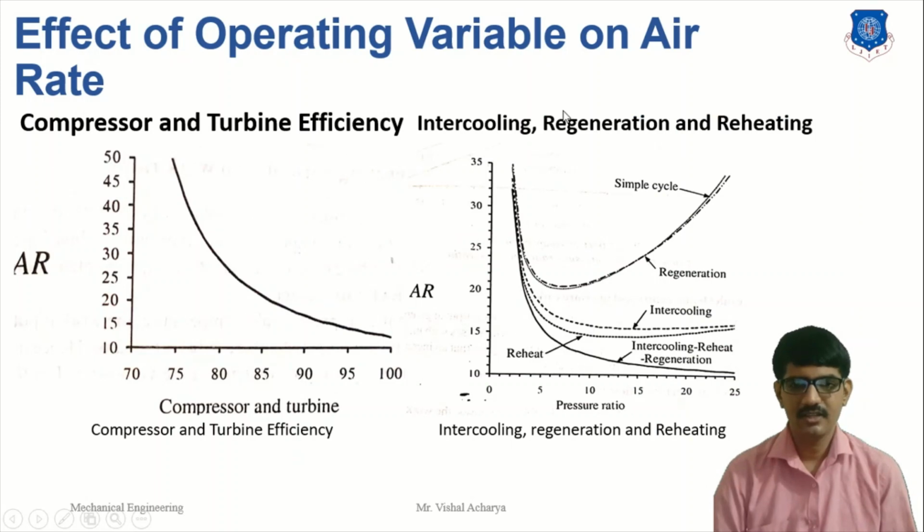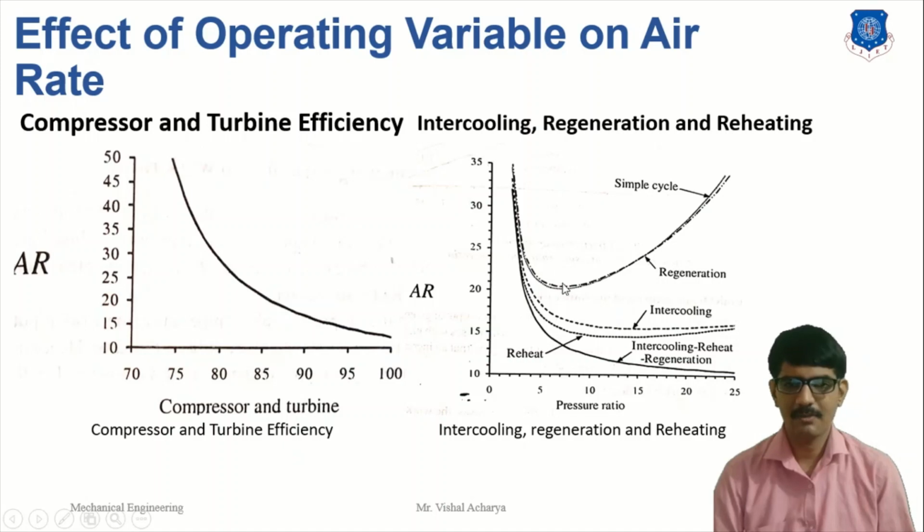And last is intercooling, regeneration and reheating, as shown in the figure. At the same temperature, the simple cycle, regeneration, and the intercooling regeneration reheat cycle are present. When some pressure ratio is obtained, the air ratio decreases, but after this pressure the air ratio increases. But in the intercooling reheat regeneration cycle, the air ratio does not increase; as already shown in the figure, it keeps decreasing. So this is the advantage.